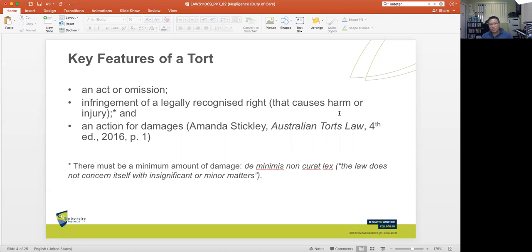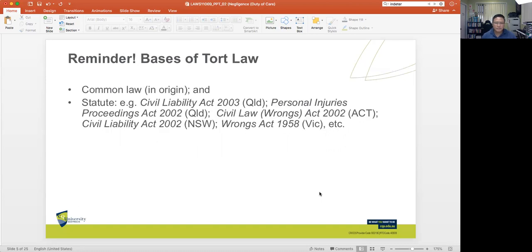that will not allow for an action in tort, because otherwise the courts will be flooded by all sorts of litigation over very trivial matters. So an action for damages must involve a minimum amount in order for it to be allowed to proceed in the court system.